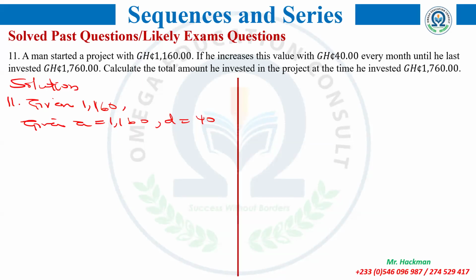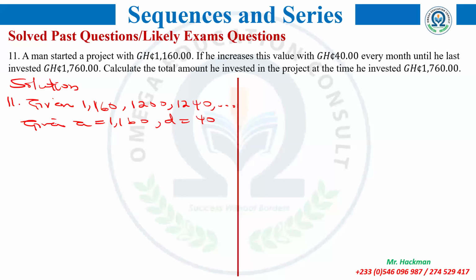Those of you who cannot relate well, let's get it from the basic meaning. For the next one, you increase your investment by 40, so I get 1,200. The next one will be 1,240. Am I right? Okay, ellipsis. So this will be my sequence.